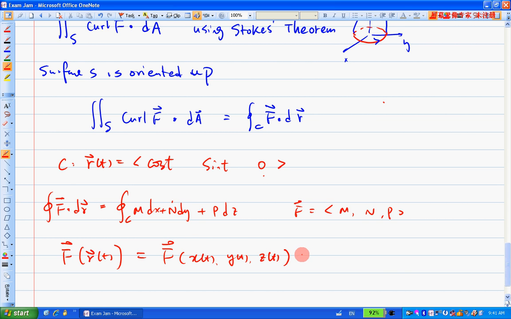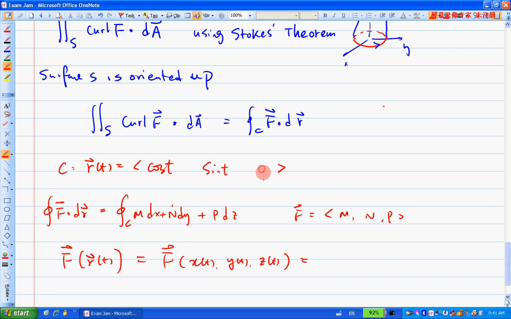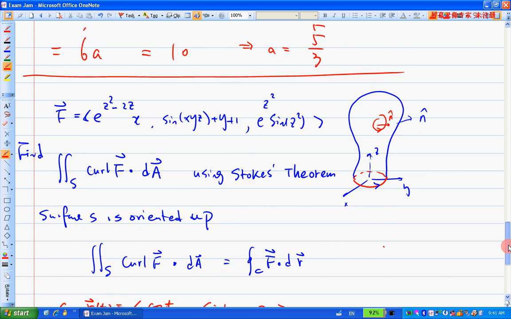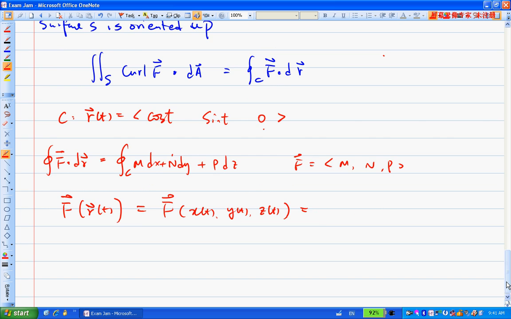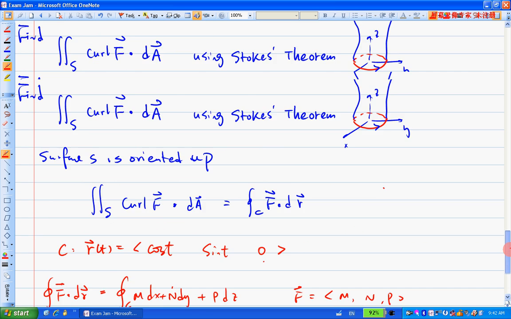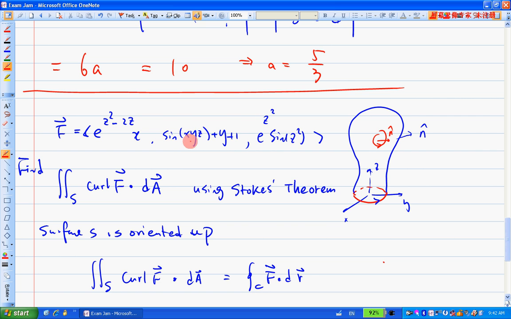If I do this, this is actually why you shouldn't panic, because the Z value is 0. When you replace the Z over here with 0, look at this. What's the first term? 1. So you're only left with X of T, and X of T is cosine T, right? And the second one here is sine of x, y, z. Z is 0, so sine 0 is 0.